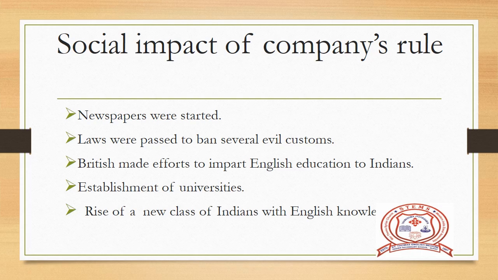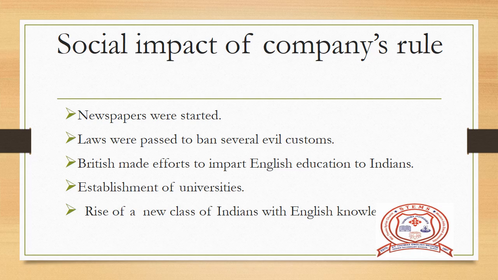Now, the establishment of universities. Charles Wood recommended establishing universities that would give English education in cities like Mumbai, Madras and Kolkata. This resulted in the rise of a new class of Indians with English knowledge. As time passed, this group started demanding social reforms from the British. This gave momentum to the process of reforms.